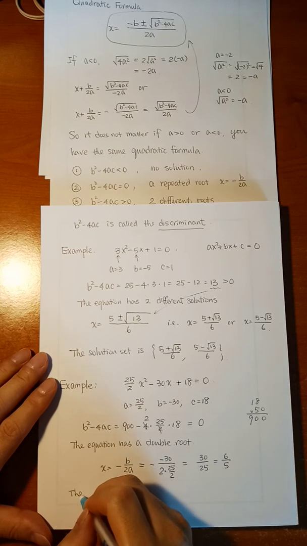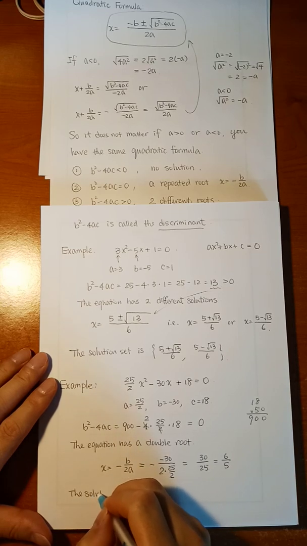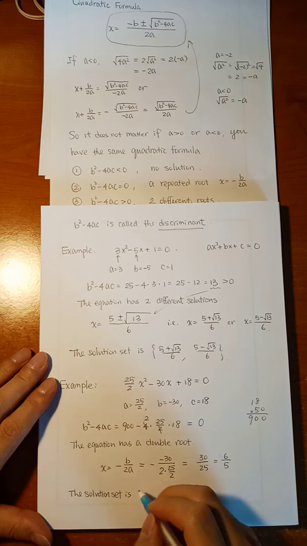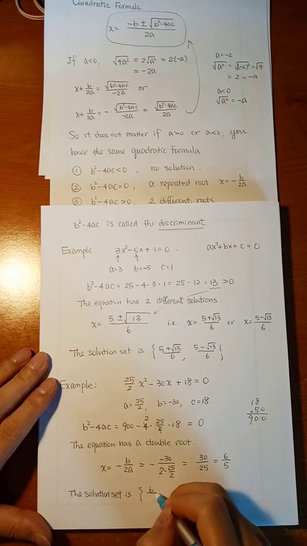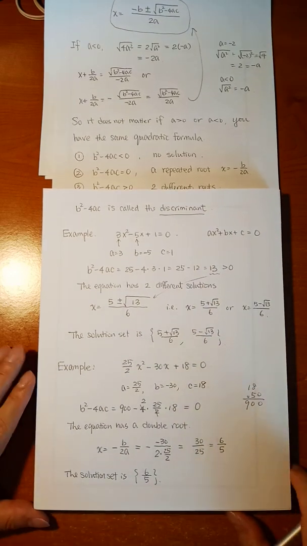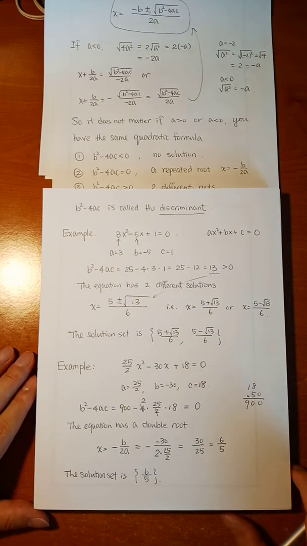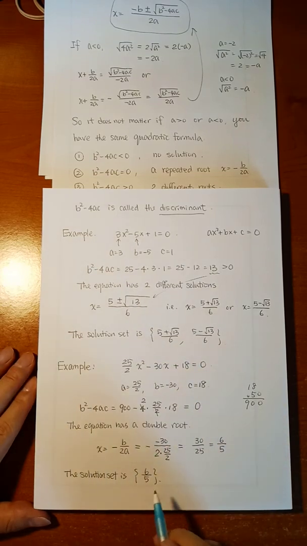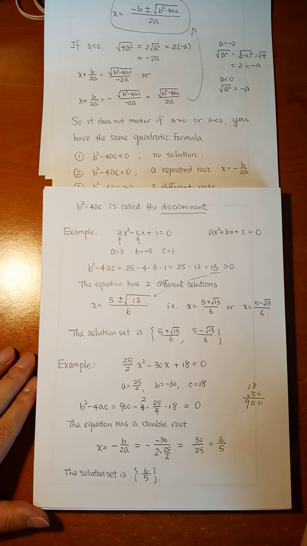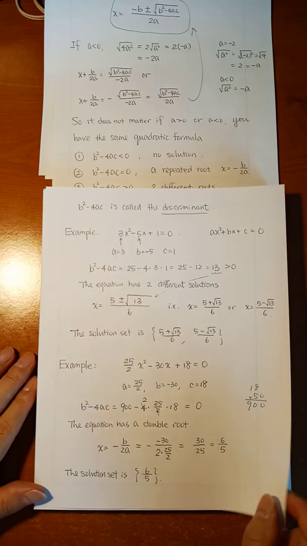So the solution set is 6 over 5, and that's it. Okay, so we know it's a double root. It will be doubled when you count the solutions, but when you write the solution set, there's only one number. Okay, let's see another example.